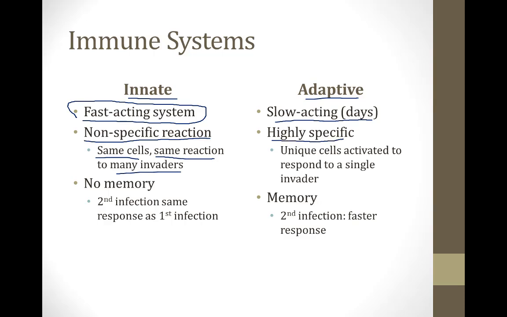As we will see in other modules, B and T cells proliferate in response to unique antigens on unique cells to try and repel and kill that invader. And then finally, the innate immune system has no memory, so a second infection elicits the same response as the first infection. The adaptive immune system has that important feature called memory, where the second infection elicits a faster and more robust response than the first.